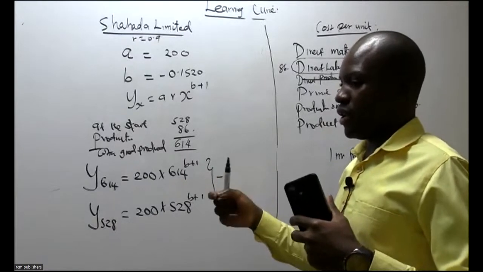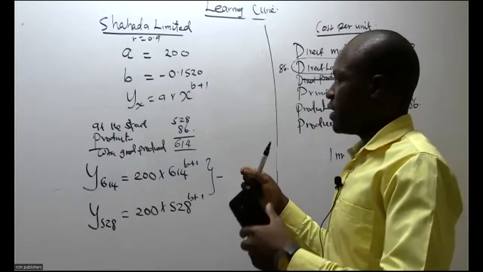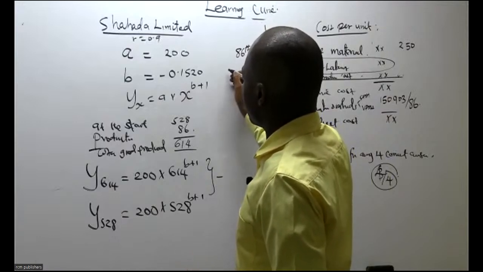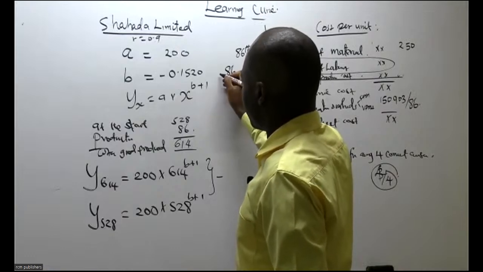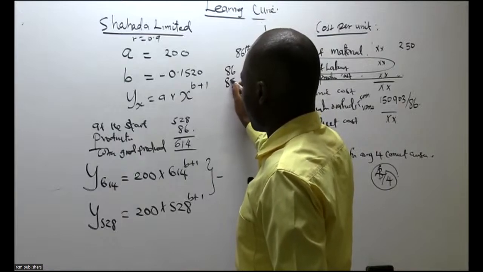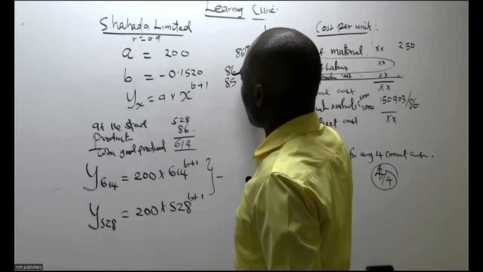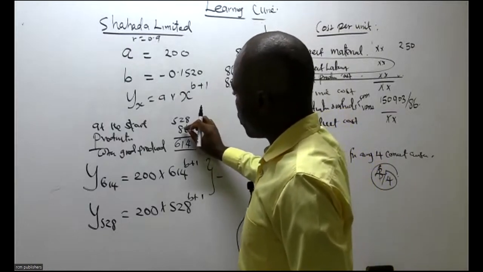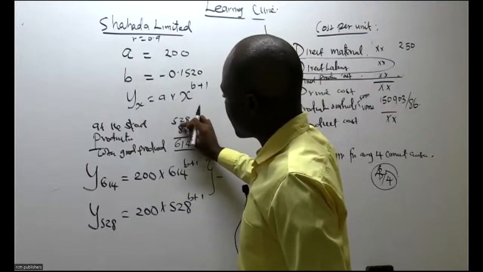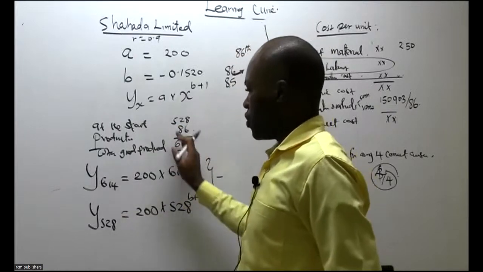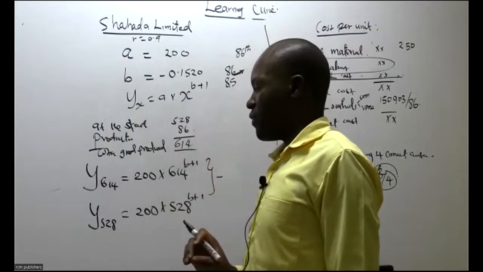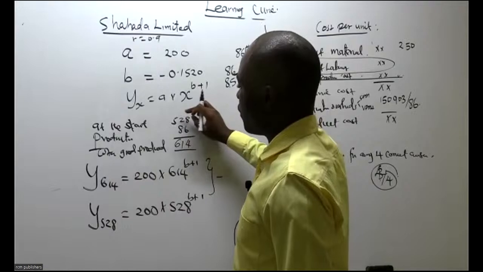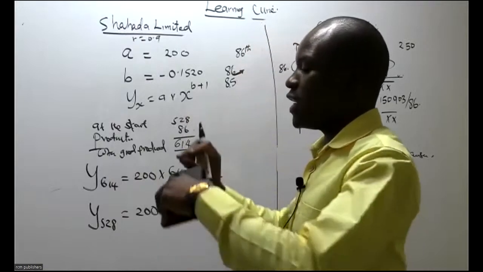Remember, there is a difference between the 86 units and the 86th unit. If you want to get the 86th, you get the first 86, then the first 85. The difference between the two gives the cost incurred to produce the 86th unit. Here, we want the total labor hours incurred to produce the 86 units. I take the total for 614, because they are still under the learning curve, and less the time taken to produce the first 528. The difference will be for producing the 86 units.